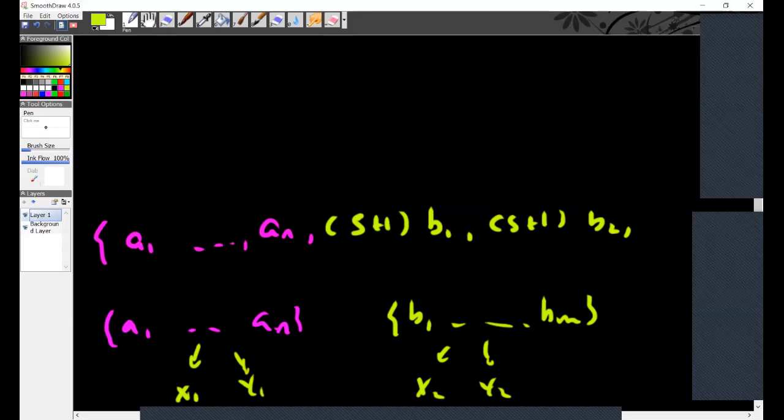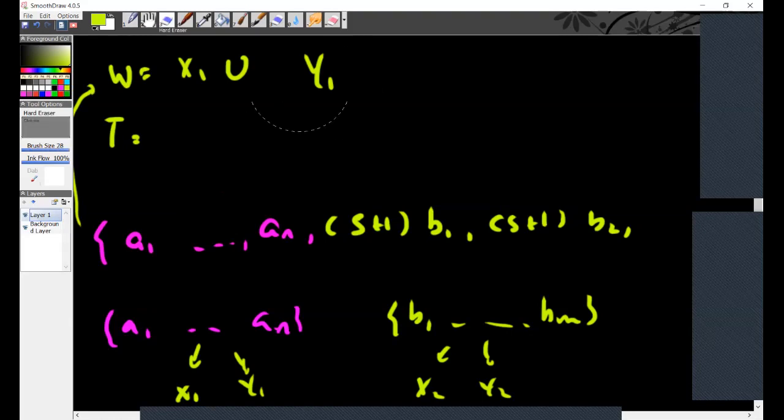Well, let's come up with a set. Let's call it W, and another set, let's call it T. This set is going to contain all the items from x1, and it's going to contain the corresponding item from y1. Sorry, not the items from y1. What am I saying? It's going to take all the items from x2. But the items from x2, remember, because these are B1 to BM, we don't have the items B1 to BM. So we need to take every item and multiply it by S plus 1. That's what's in the set here.